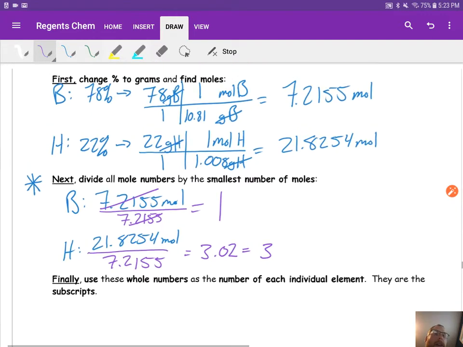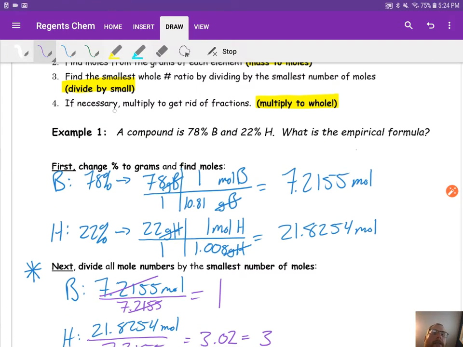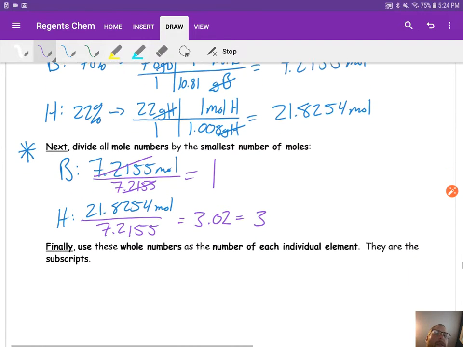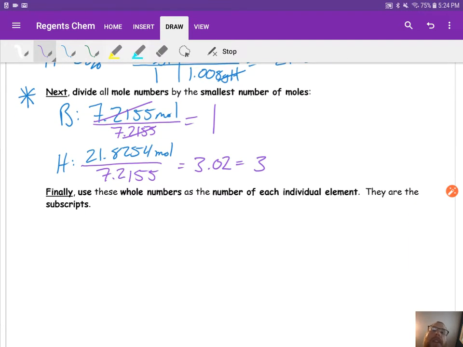Now, step 4, it says, remember, if necessary. It's not necessary here because we have whole numbers. So our final step, guys, is we're going to write the formula. So I'm going to take boron. I'm going to write a 1. Now, do I have to put a 1 there?